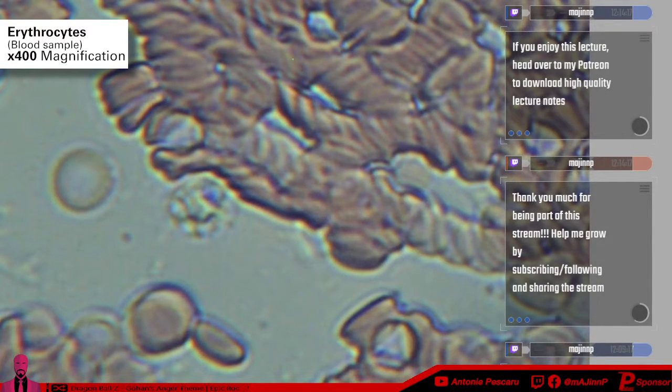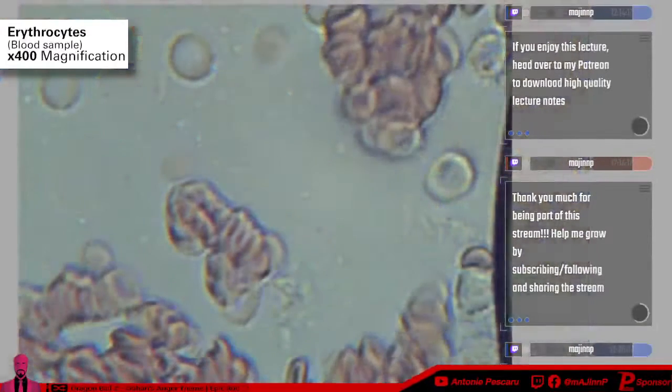I'm not sure if that's an eosinophil or a neutrophil. You guys can leave your comments inside of the comment section to let me know what the one next to the red blood cell is, if it's a red blood cell.